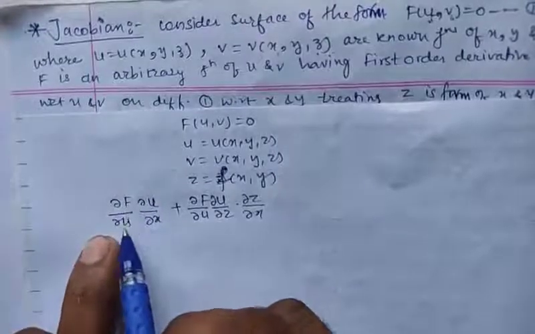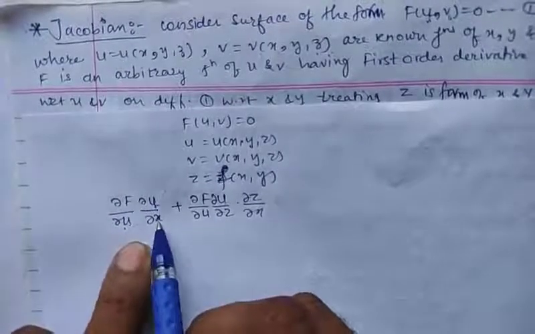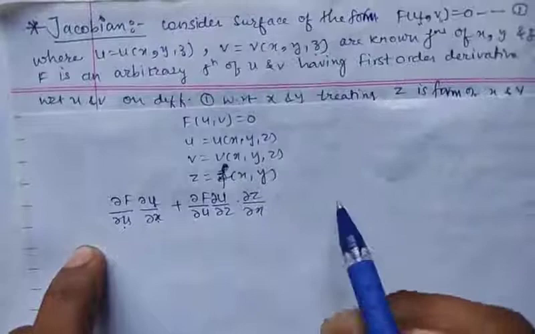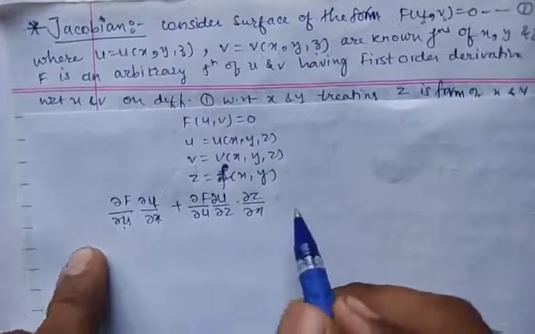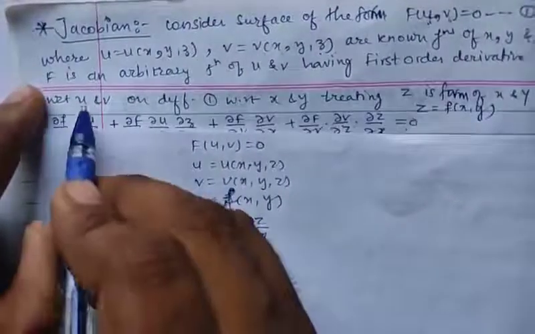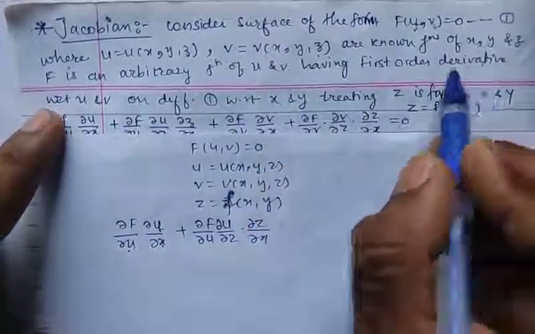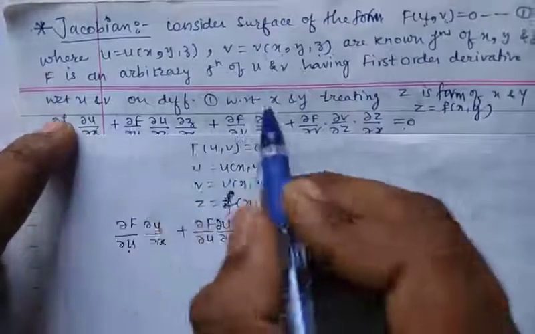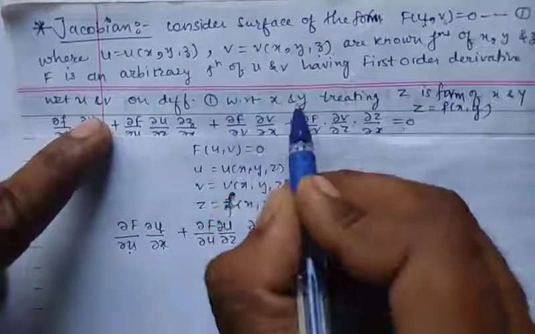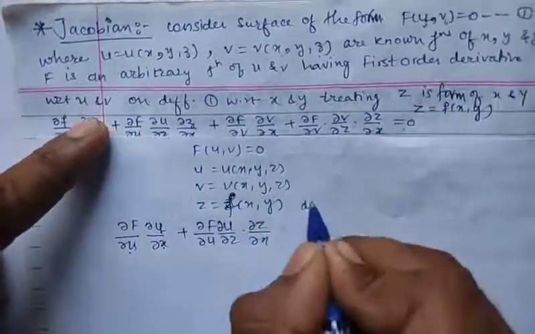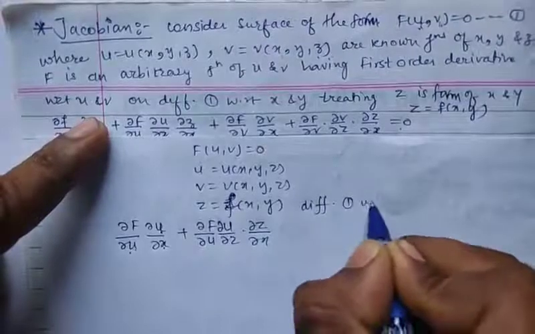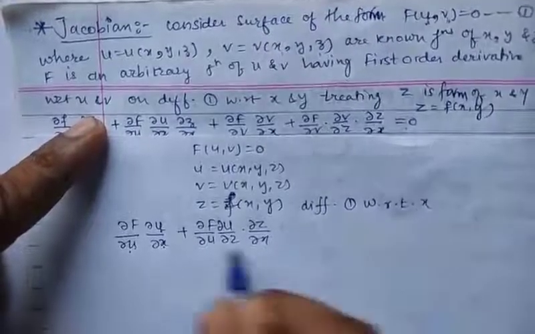So f is a function of u and v, and u and v are functions of x, y and z. Now first, after using the chain rule, we differentiate with respect to x, right? Here I have taken the first order derivatives with respect to u and v. Now differentiating equation 1 with respect to x, we get this term.